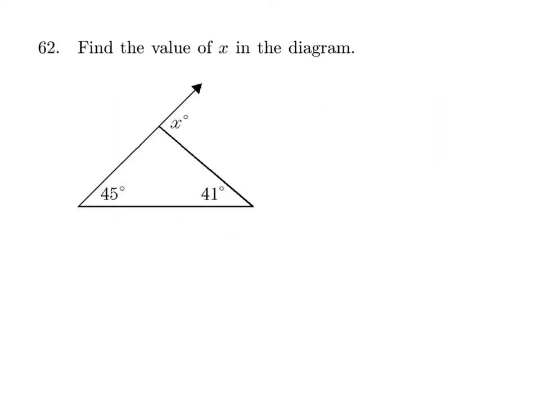Find the value of x in the diagram. Okay, we have an exterior angle here. It's equal to the sum of the two non-adjacent interior angles. Okay, once again, these two angles here are adjacent. This angle and these two angles are non-adjacent.